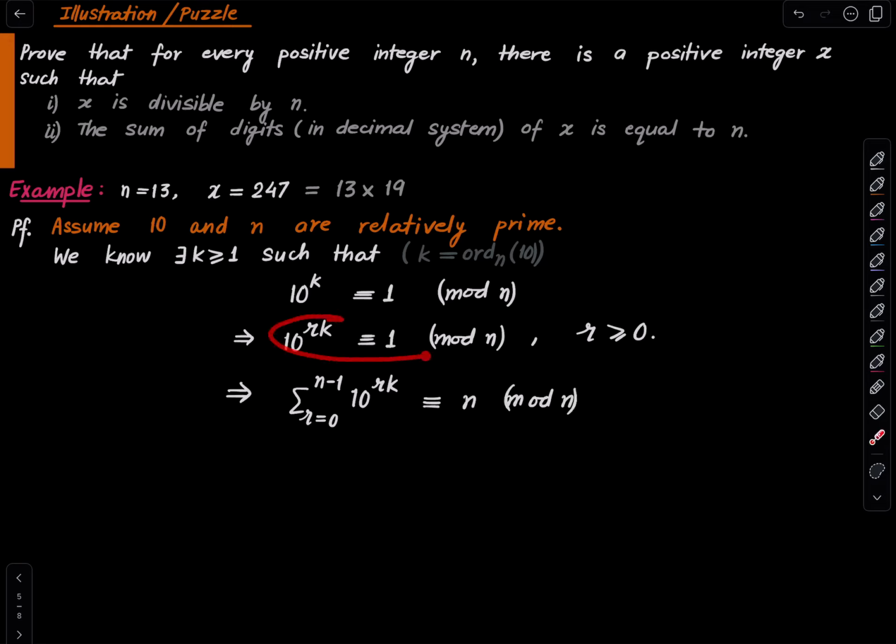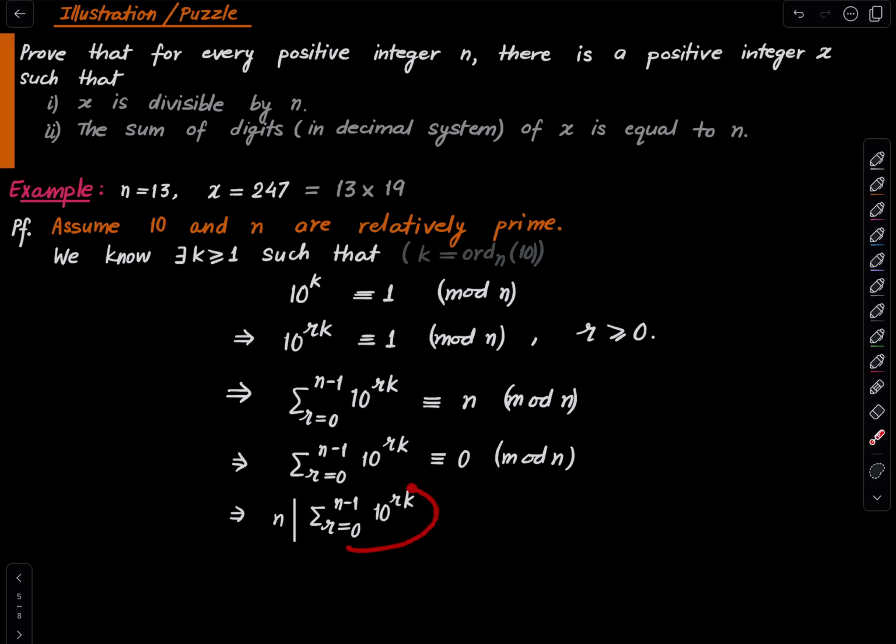We had n congruences for r equal to 0, r equal to 1, r equal to 2, up to n minus 1. We just added those congruences. So on the left side we see this summation, and on the right side we get an n because there are n ones, which means this summation is congruent to 0 mod n, which means n divides this number.